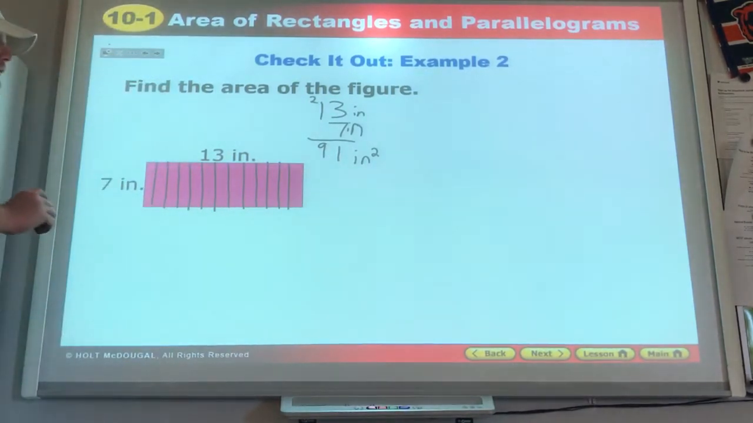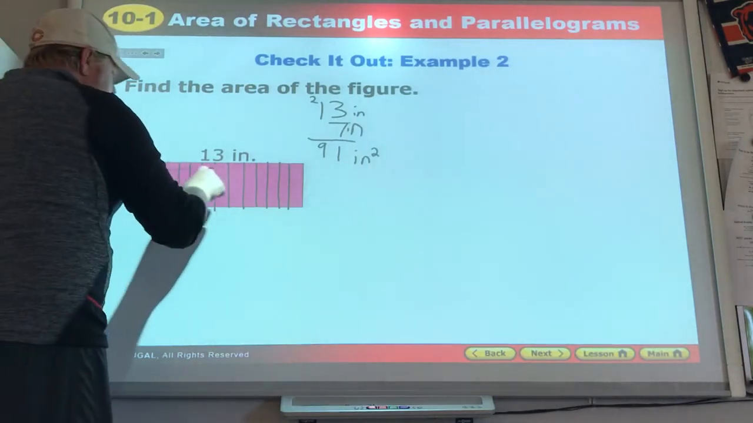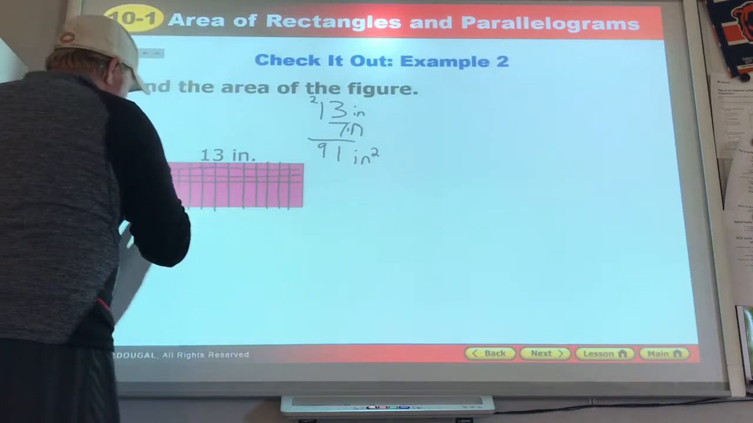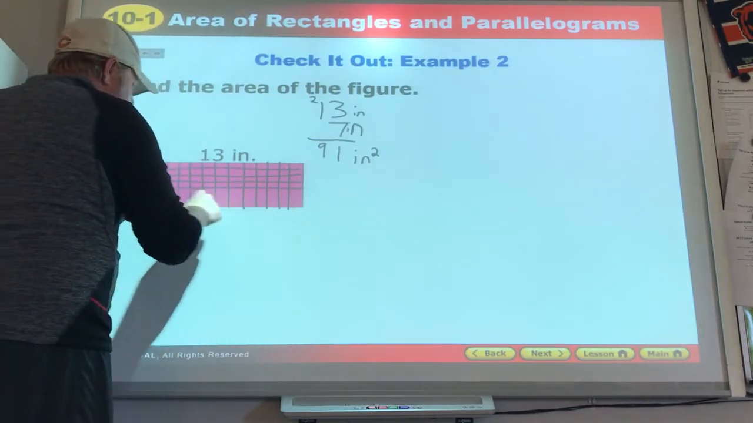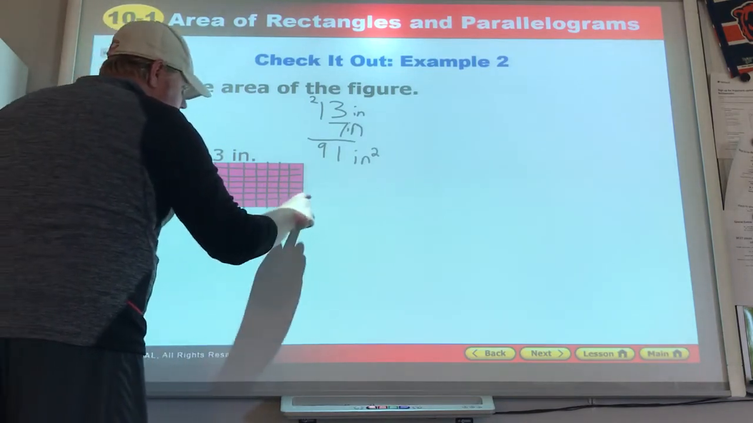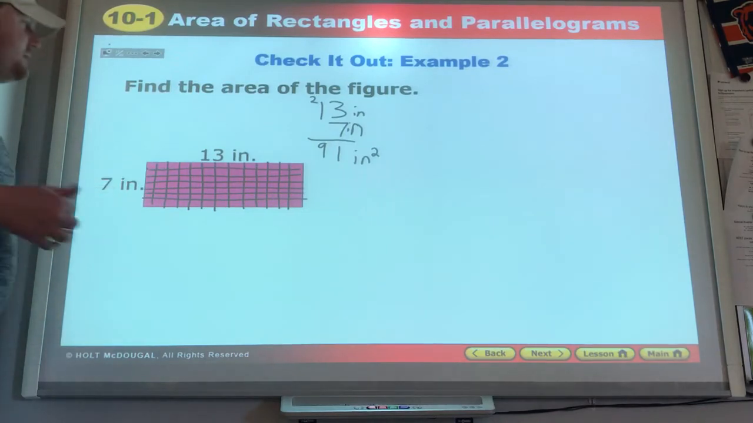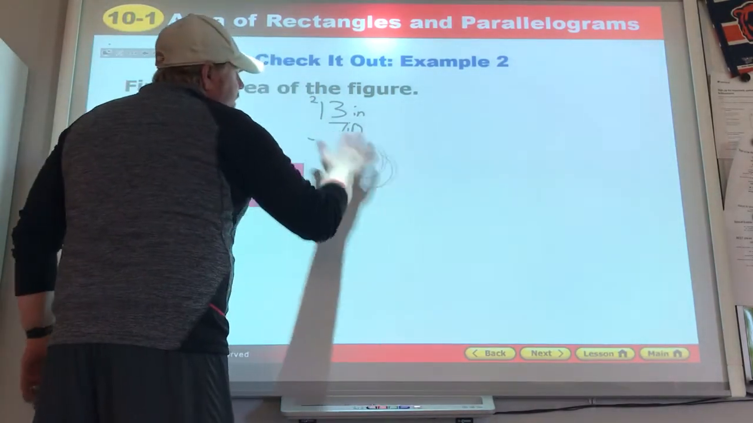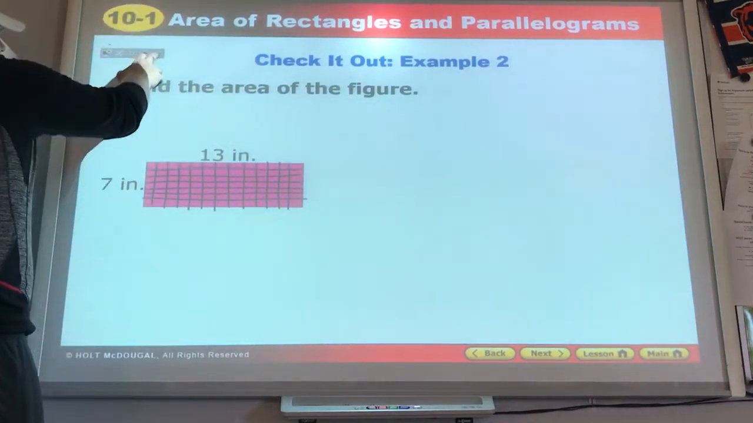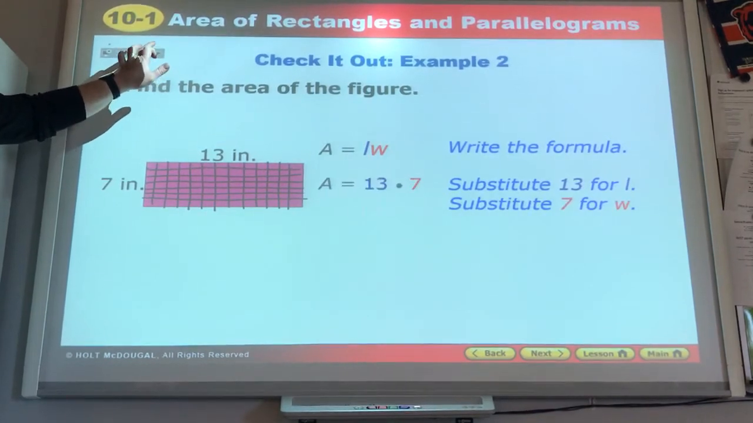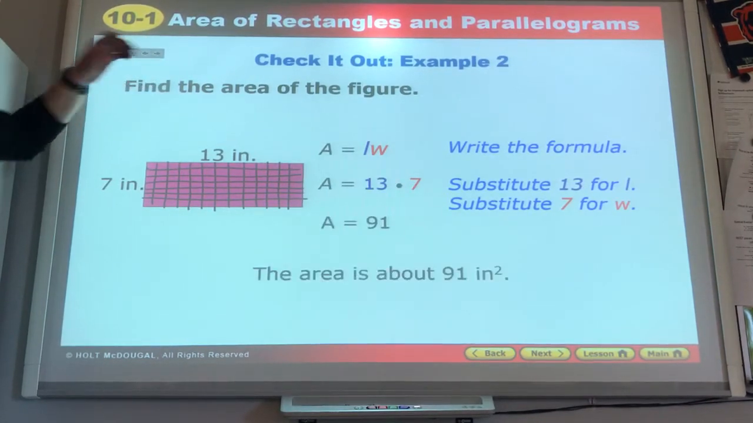There's 13 rows there. 1, 2, 3, 4, 5, 6. There's 7 rows there. If we count all those, there would be 91 squares. That is literally what we're trying to figure out. How many square 1 inch by 1 inch pieces will fit in there? All right, and the shortcut way of doing that is taking the length times the width. Here's the formula, length times width, 13 times 7, 91. Okay.